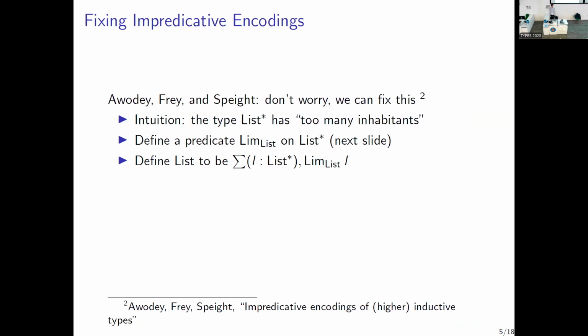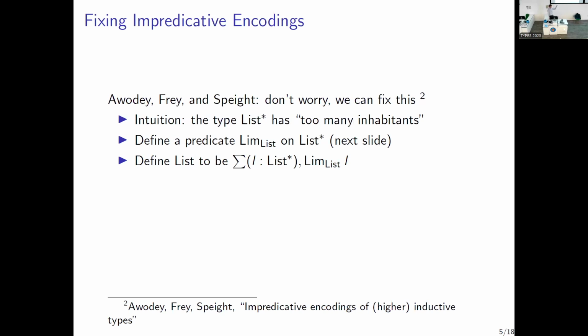But we shouldn't be too worried, because once upon a time, Steve Awodey and Jonas Frey were supervising a master student who was in the audience, Sam Speight, and their message was, we can fix this. What is their idea? This fake lie list type that we just created has too many inhabitants, which is not something we might want to say anymore with the current political state.